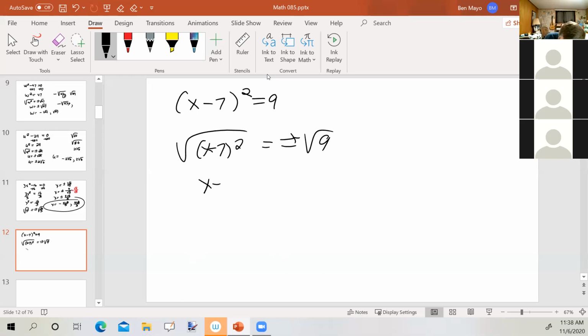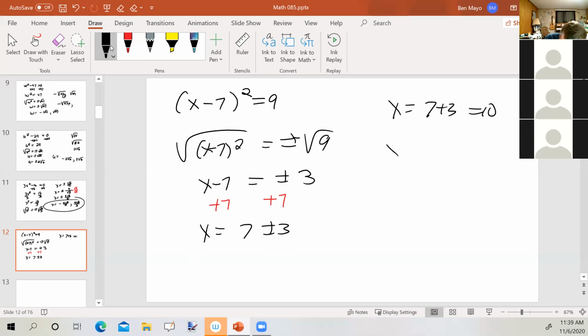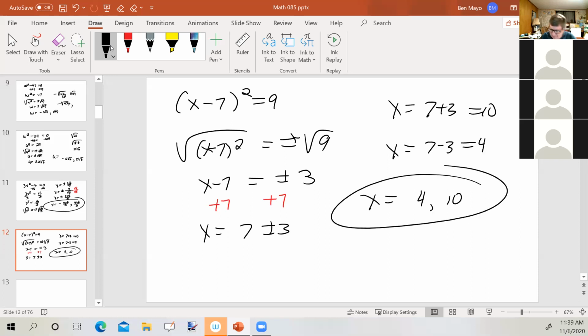So now I've got x minus 7 equals plus or minus 3, because the square root of 9 is 3. I'm going to add 7 to both sides of the equation. x is 7 plus or minus 3. So x is 7 plus 3, which is 10. x is 7 minus 3, which is 4. So x equals 4, comma, 10.